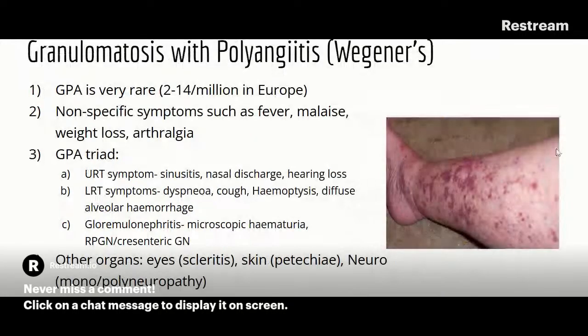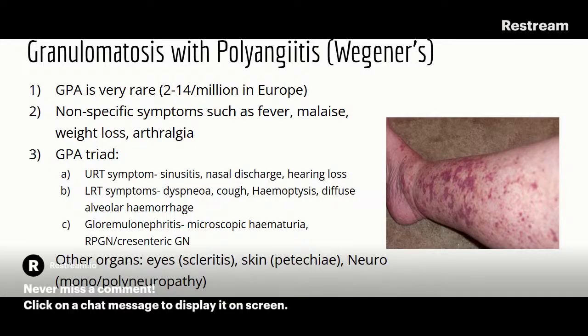So here you can see a vasculitic-esque rash, and we're going to talk about Wegener's, or granulomatosis with polyangiitis. So GPA is fairly rare. It affects about 2 to 14 people per million in Europe. It's got non-specific symptoms: fever, malaise, weight loss, arthralgia, which you'll hear me say for pretty much all of these conditions that we're about to talk about.